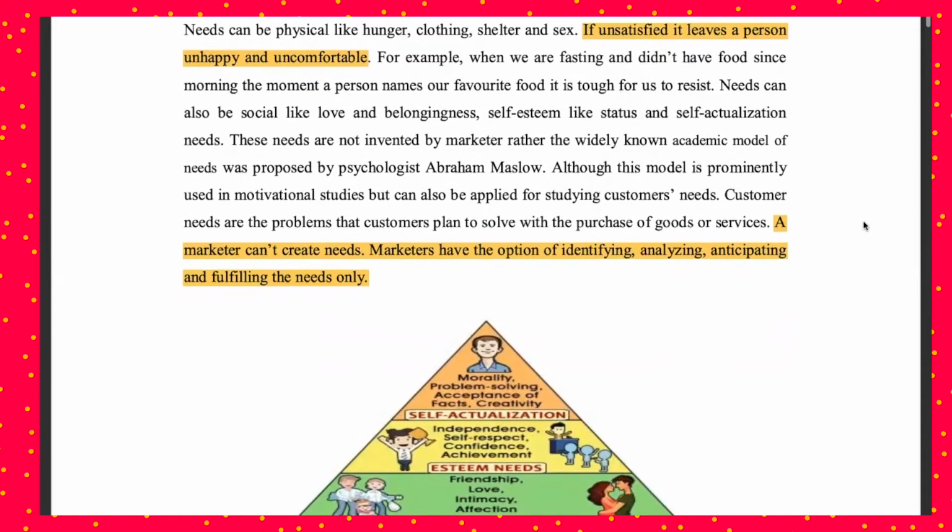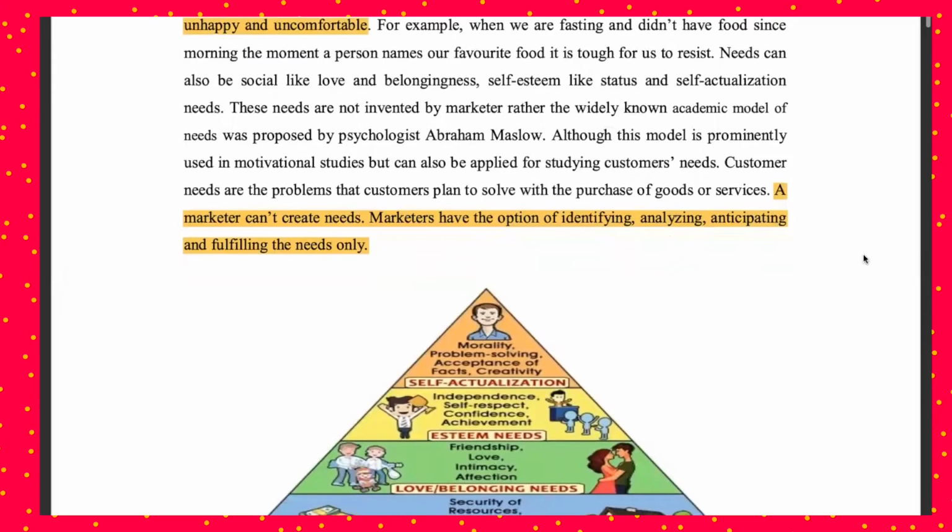For example, we are fasting and we haven't had food since morning, and the moment a person names a favorite food, it is tough for us to resist because we need that food. We are hungry. Needs can also be social, like love and belongingness, and self-esteem, like status and self-actualization. So a need does not have to be an object. It can be feelings, or something that you cannot see or touch.